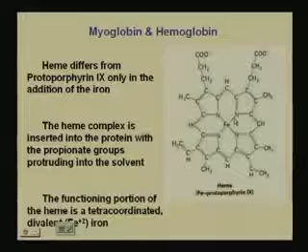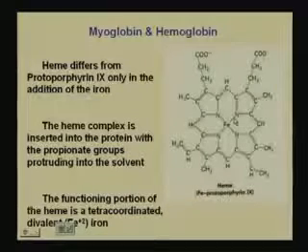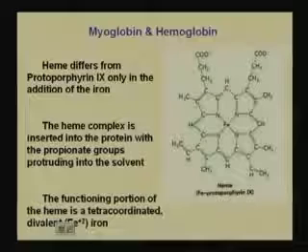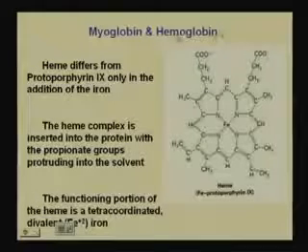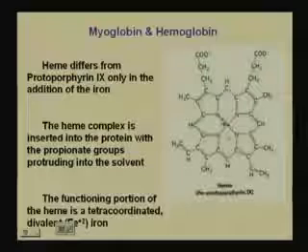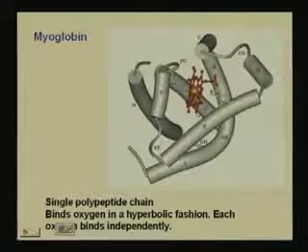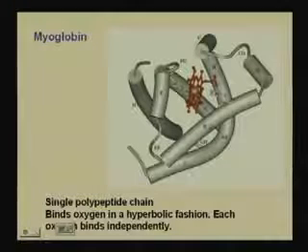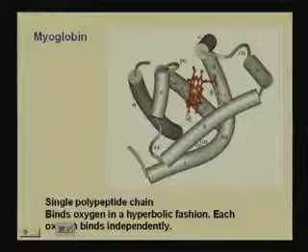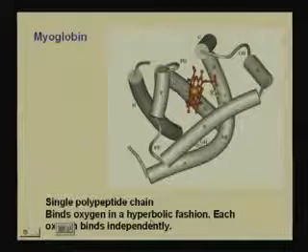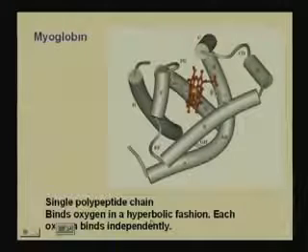Okay, and this is extremely important in the binding of oxygen that is required for the transport of oxygen and for the storage of oxygen, and we will see how the heme helps in doing this in hemoglobin and myoglobin. If we look at myoglobin, this is myoglobin. It has a single polypeptide chain, so it is a monomeric protein. It binds oxygen in a hyperbolic fashion. We'll see what that means. And each oxygen binds independently.